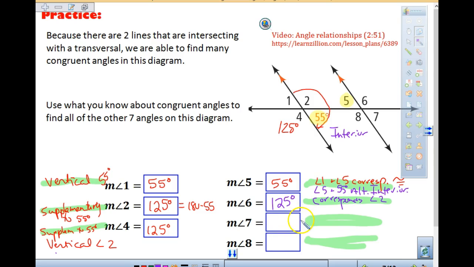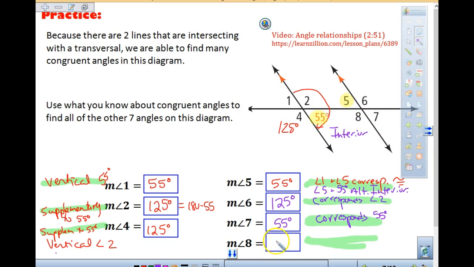Angle 7. What do we have for angle 7, Nick? We have 55 degrees. Okay. How did you relate it to which angle? It is corresponding to the other 55 degrees. There you go. Corresponds to the original 55. Gavin, did anyone have anything different? Could you have had that it was vertical to 5? Yeah, that would work, right? Could you have it with supplementary to 6? Yes, that would work. So there's many ways of figuring it out.